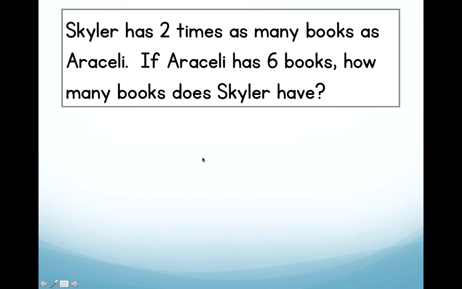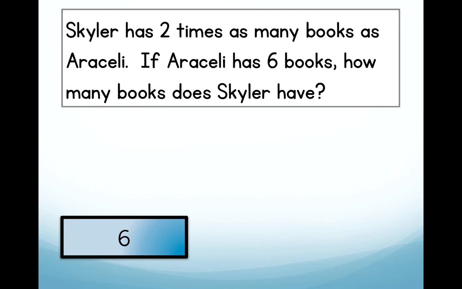All right, so I'm going to make that word problem a little easier. So let me present to you an easier problem. Let's say Skylar, instead of 4 times, has 2 times as many books as Araceli. And if Araceli has 6 books instead of 36, how many books does Skylar have? So it's a similar word problem. I'm just using easier numbers. You could pause this video to try to solve it on your own. On the next slide, I will show you one way of solving it.